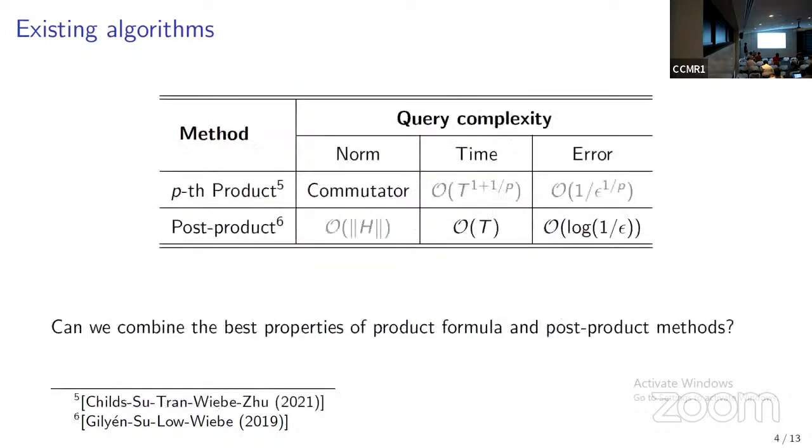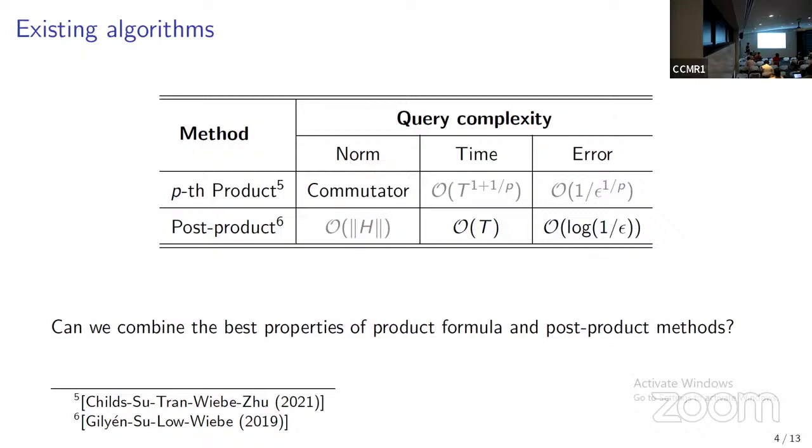So I will compare these two existing categories of formulas in a more specific way, that is, by looking at the query complexity of these two different methods. When we talk about the query complexity, we usually care about three different parameters. We care about the norm of the Hamiltonians, or in many cases just the system size, the number of qubits of the problem. We also care about the time dependence, that is, how the query complexity depends on the overall simulation time, and of course the accuracy of the entire algorithm. So let's first take a look at the time and error dependence.